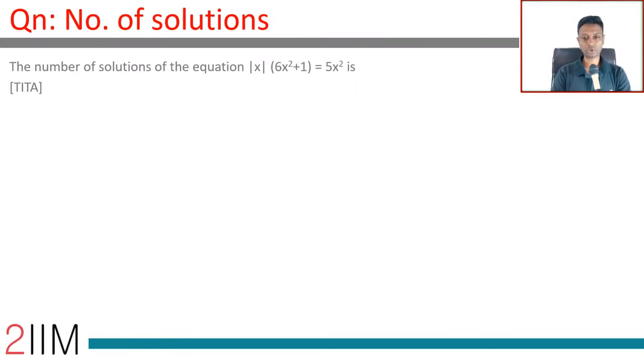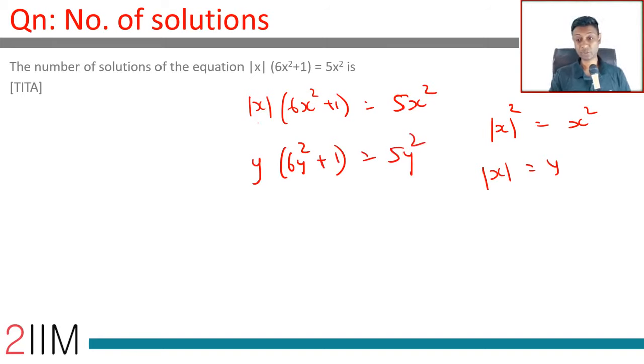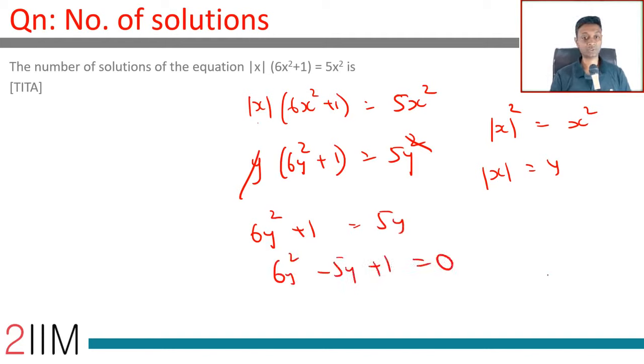I got this one wrong. I got this one so wrong that it was embarrassing. Fine, so I'm going to do this. I'm going to say mod x into 6x square plus 1 is 5x square. We have mod x and x. Remember, mod x whole square is the same as x square. I'm going to say mod x equal to y. So 6y square plus 1 equals 5y, since x square is mod x a whole square. So this way we can cancel a y. 6y square plus 1 is 5y, so 6y square minus 5y plus 1 equal to 0.